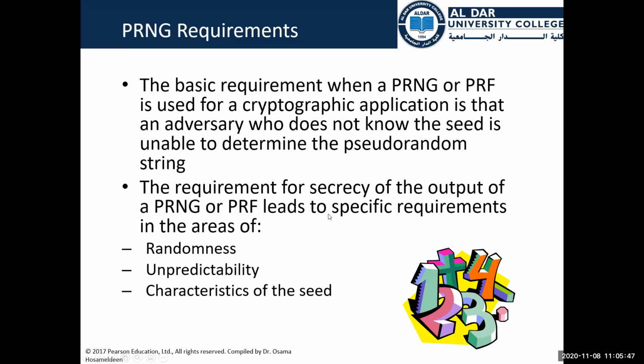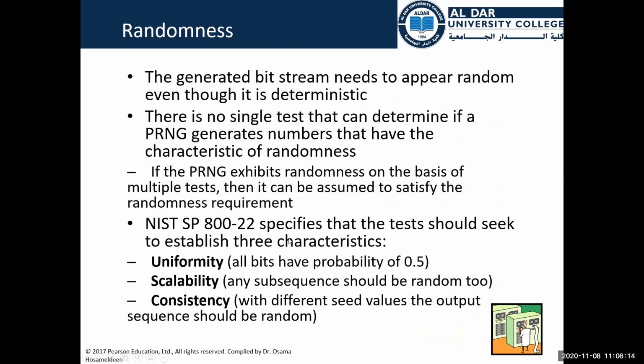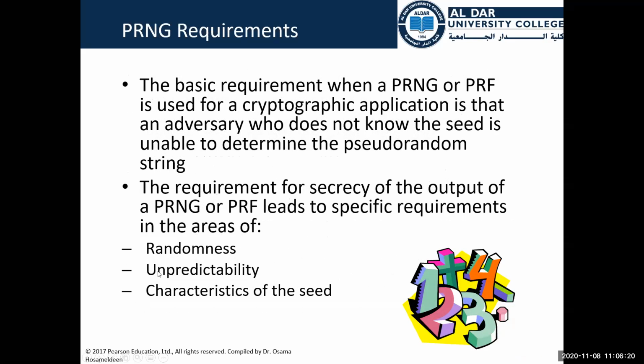The requirement for secrecy of the output of the PRNG or PRF leads to specific requirements in the areas of randomness, unpredictability, and characteristics of the seed. This means we concentrate on the secrecy of the output. We have to make sure of randomness and unpredictability and make sure of the characteristics of the seed. We will cover all of these in detail, one by one. The first one is randomness.